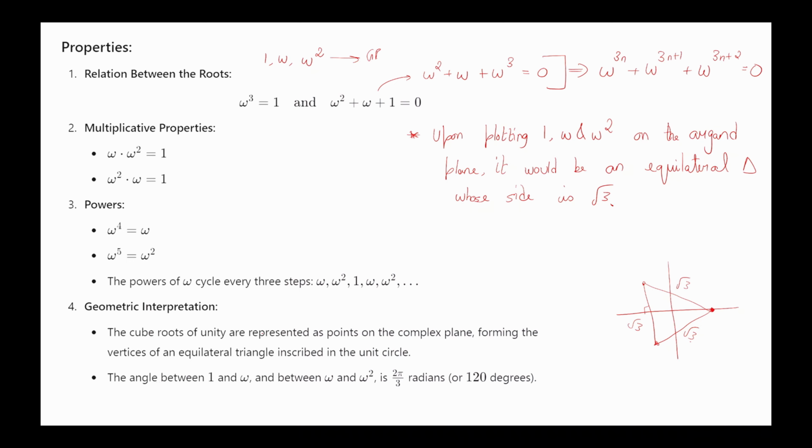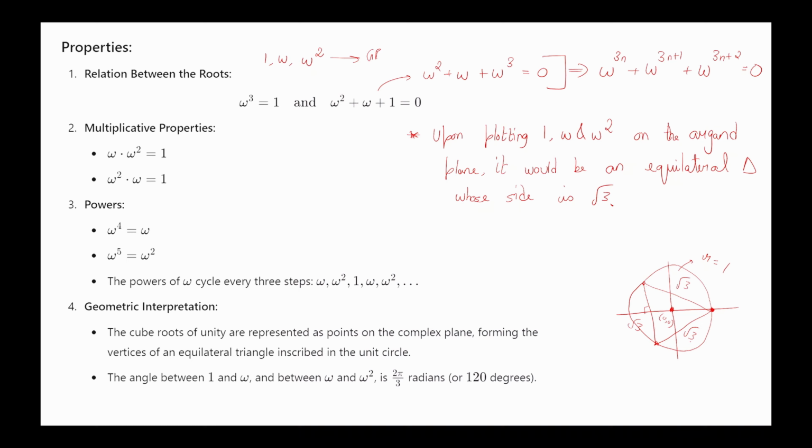So the cube roots of unity are represented as points on the complex plane, forming the vertices of an equilateral triangle inscribed in a unit circle. So now if I try to form a circle with the center as origin, it is going to be in this format, where the radius of this circle is 1. So keep this thing in mind. The angle between 1 and omega and between omega and omega square is 2 pi by 3, which is 120 degrees. Of course, by looking at the diagram also, you can see this is an equilateral triangle, that means all sides are going to be 60 degrees.